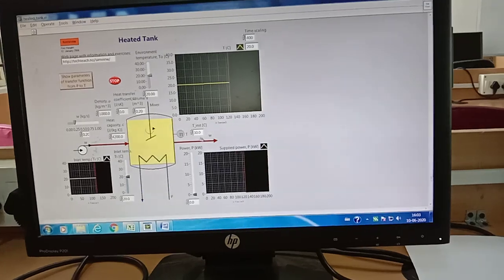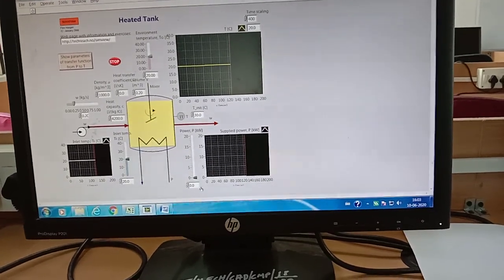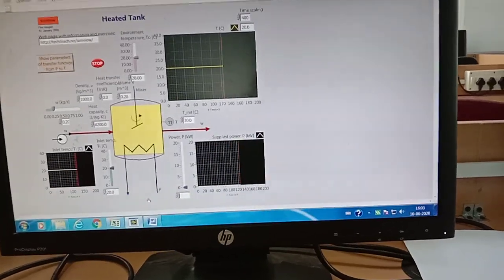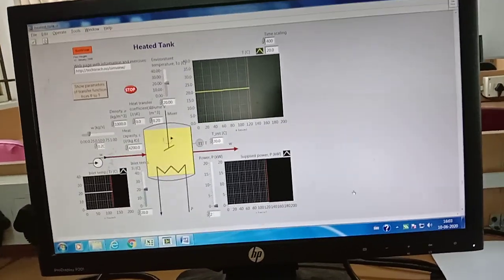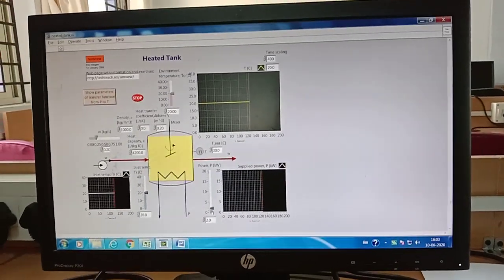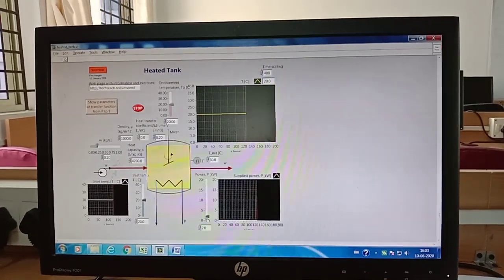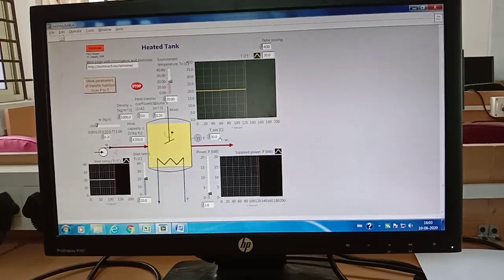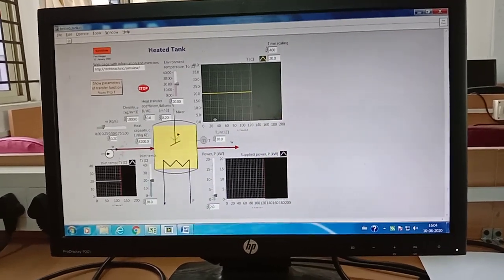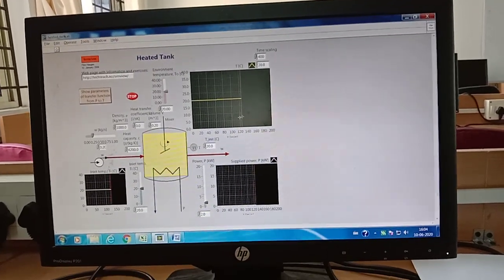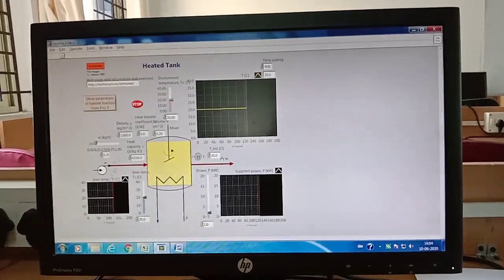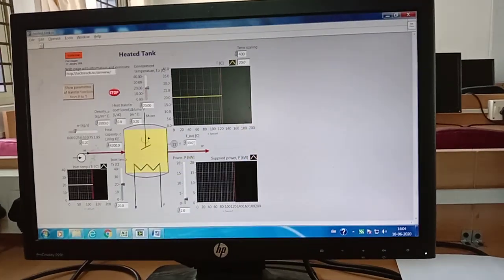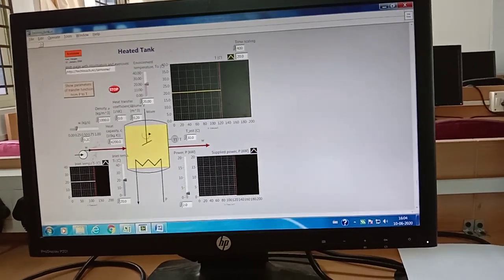So here I have set the required temperature to 30 degrees Celsius. Now I am going to start my experiment by considering a 2 kilowatt power source. So I have set it to 2 kilowatts, and the required temperature is 30 degrees Celsius. What value am I going to get? Whether I get the same required output or less than that, I have to observe here.